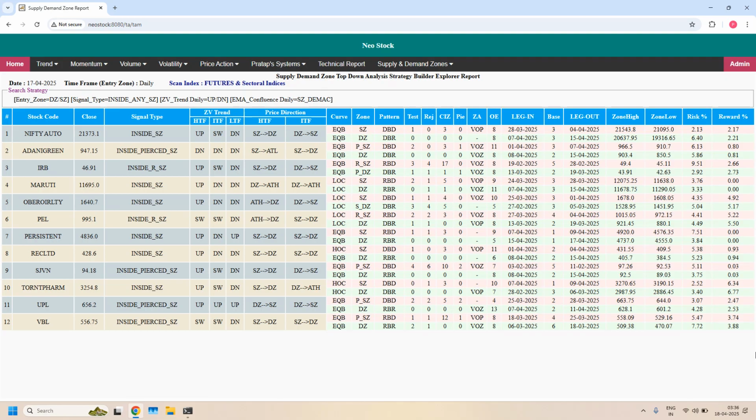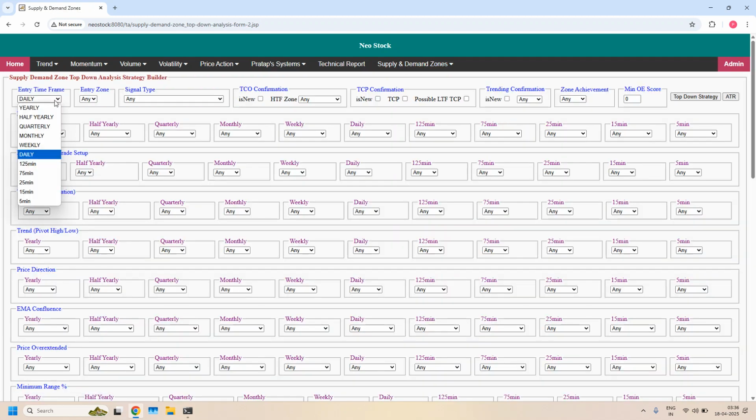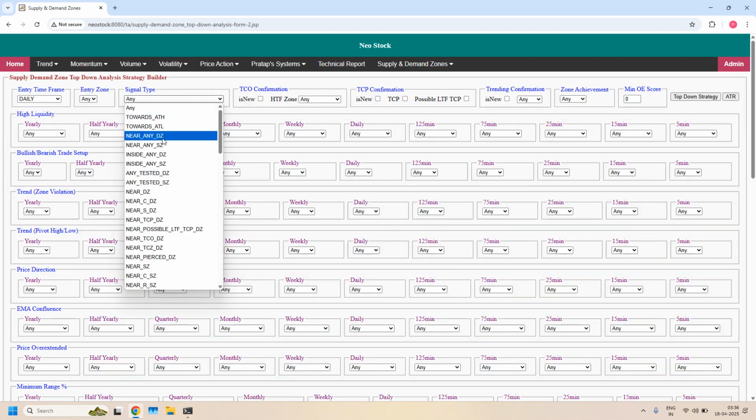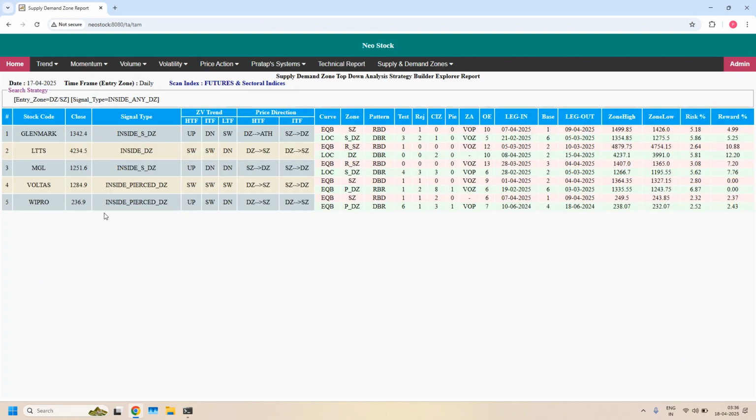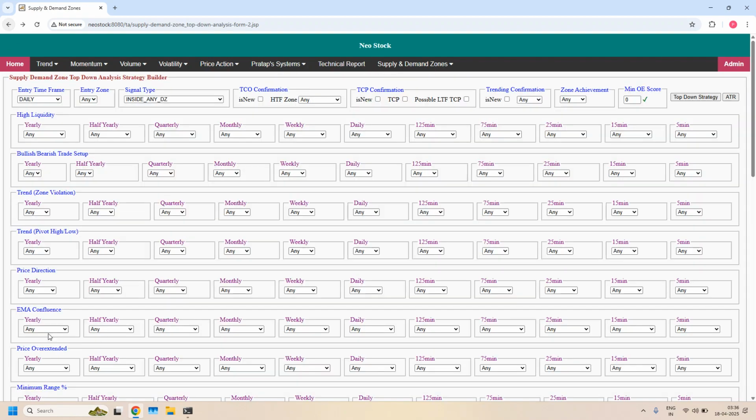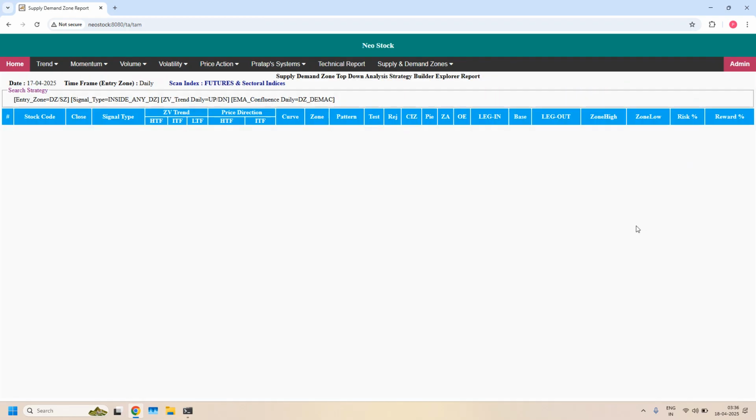Earlier in the daily demand zone, price closed inside the daily demand zone, we did not filter based on EMA. So let me complete that activity also. So daily time frame, price closed inside the daily demand zone, we got 5 stocks. This we need to filter based on the EMA Confluence. Daily demand zone having daily EMA Confluence. At the same time, the trend on the daily should not be sideways. It can be up or down. We did not get any stocks.